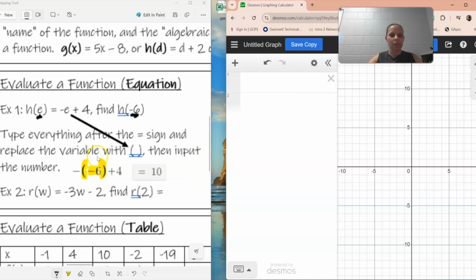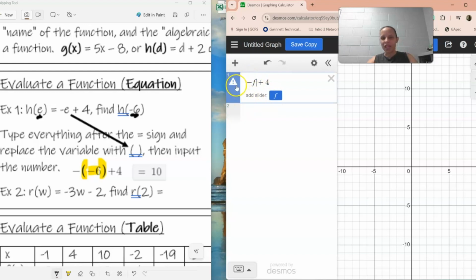Okay, so it says type in everything after the equal sign. So I look at it, here's the equal sign, and everything after it is this right here. So I'm going to type it in: negative e plus 4. All right. Now, this is a problem because I picked the wrong letter. I really should put a different letter real quick.